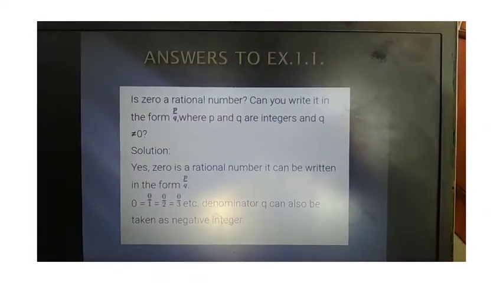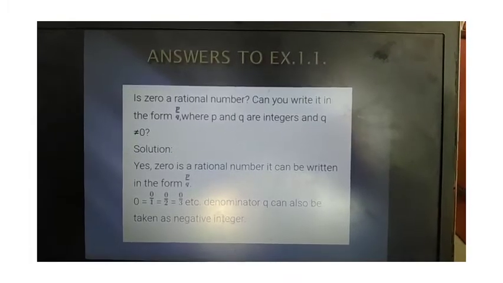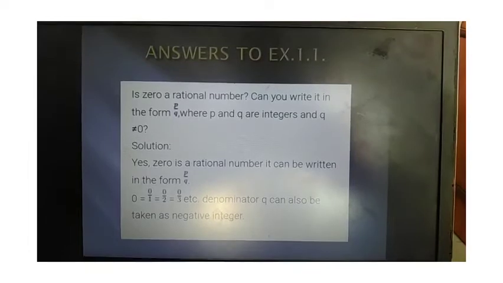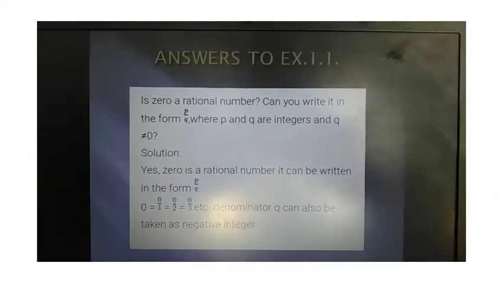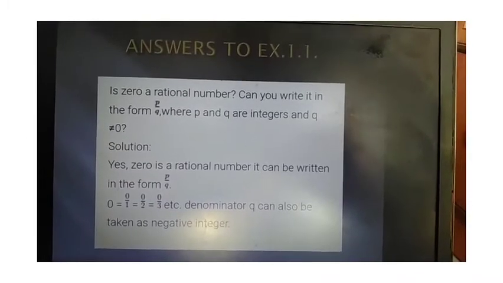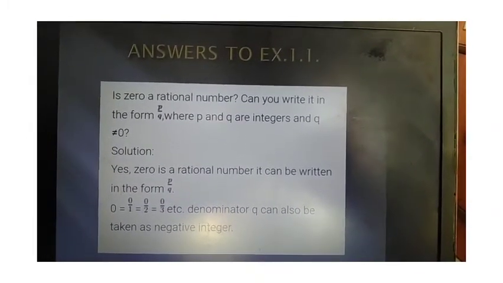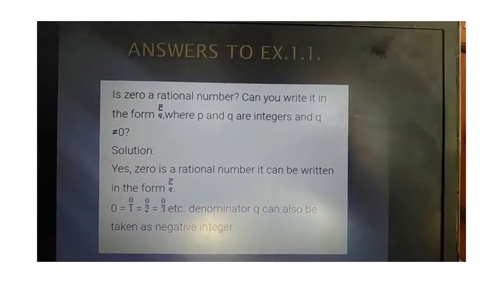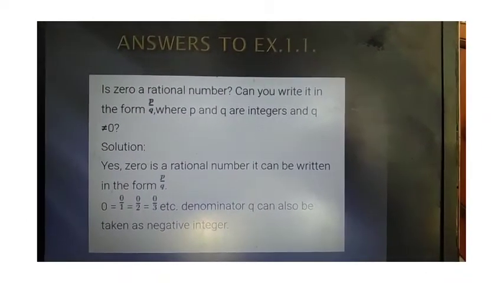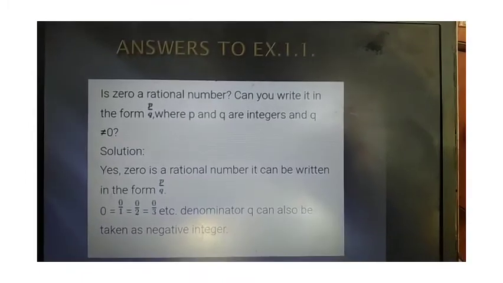So, is 0 a rational number? Can you write it in the form p by q, where p and q are integers and q is not equal to 0? This is the question. So, the answer is yes. 0 is a rational number. It can be written in the form p by q because the denominator can be 1, 2, 3 and so on.